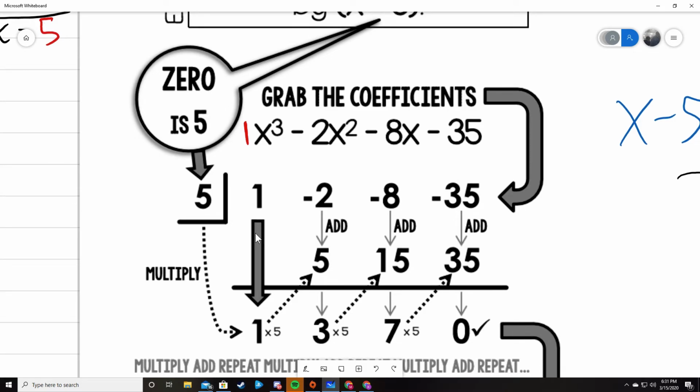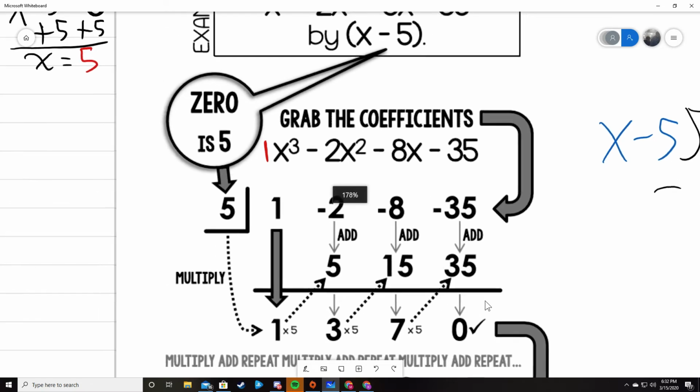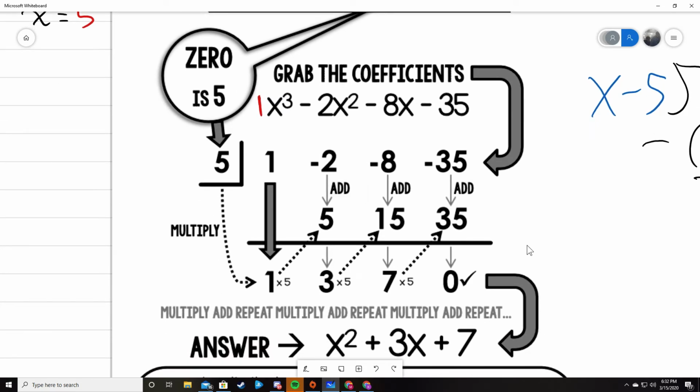And then finally what I'm going to do is I'm going to do the same thing. I'm going to do 5 times 7, which will give me a 35. And then I add these two together, which will give me a 0. So we're doing multiplying, then we're going to add, then we're going to repeat, multiplying, then add, then we're going to repeat, multiplying, then add, then finally we repeat.